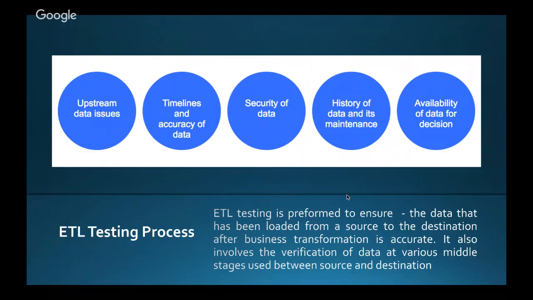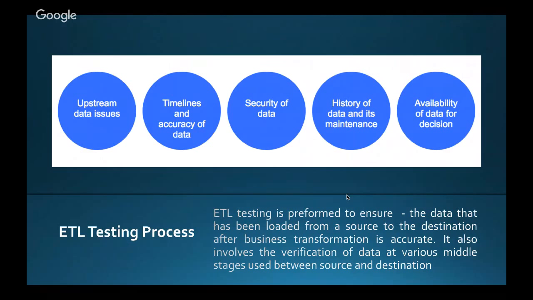Upstream data issues, timelines and accuracy of data, security of data, history of data and its maintenance, and availability of data and decision. These are the 5 pillars which are used for the ETL testing process. Now, the ETL testing process, like any other testing process, is based upon validation and verification methodologies. End to end, everything should be fine, and whatever is expected and whatever actually is, should be just alike without any kind of deviation.